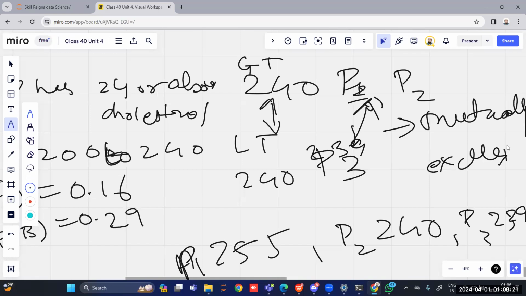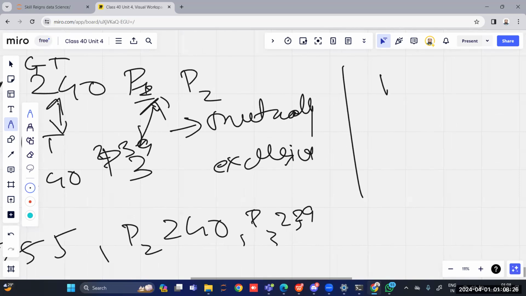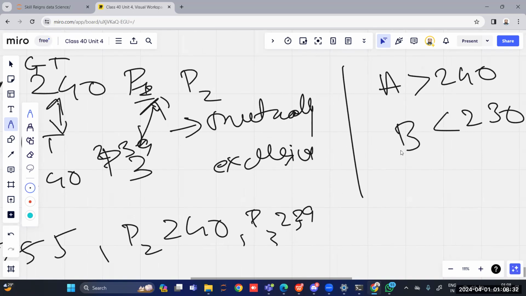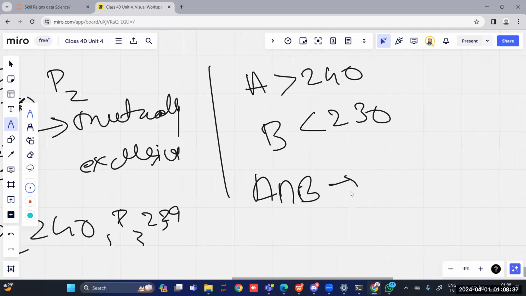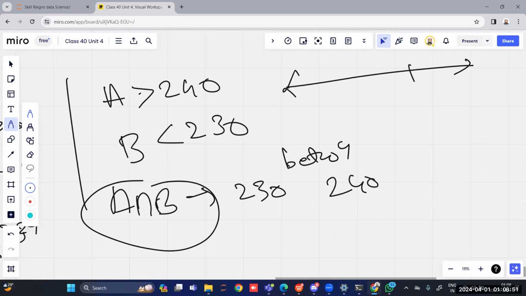Yes or no, Zaid? Can you give me a condition where it will not be mutually exclusive? I can say A is greater than 240 and B is less than 230. So when A intersection B is considered, all the persons between 230 and 240 will come here. Yes or no? I'll draw a number line and explain it. This is suppose 240 and this is suppose 230.